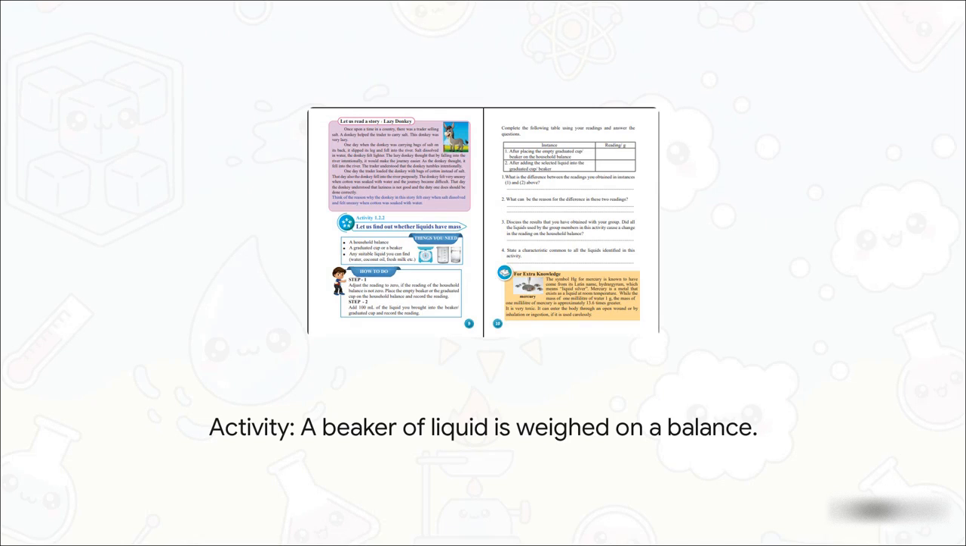Well, let's check the evidence. The experiment here is super simple. First, you weigh an empty beaker. Then you pour in some liquid and weigh it again. And what happens? The reading on the balance goes up. That extra weight, well, that's the mass of the liquid. So, yep, liquids have mass.